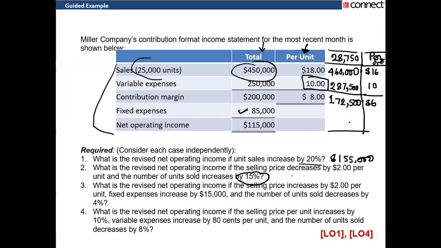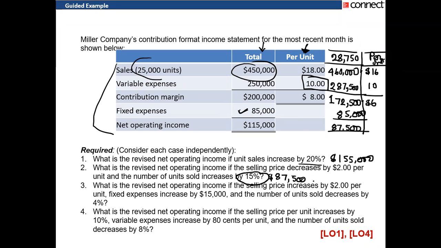$6 per unit. Now we have the fixed expenses. So fixed expenses is how much? Fixed expenses is same as before, 85,000. There is no changes. So what will be the net operating income, revised net operating income? Revised net operating income should be something 80 above, 87,500. So that is the revised net operating income in our requirement 2 case.